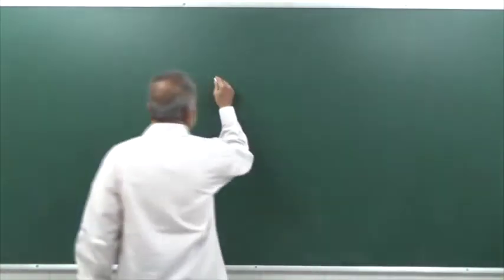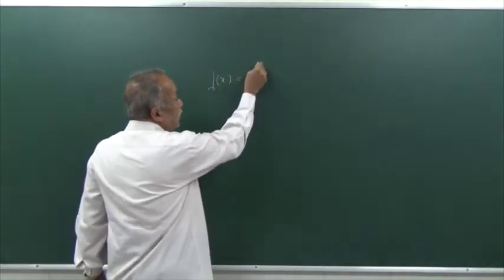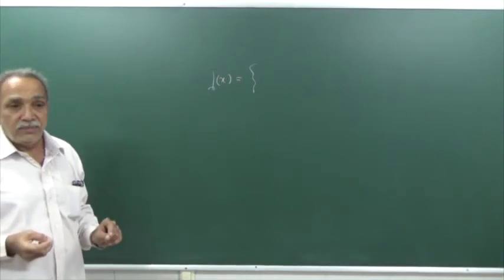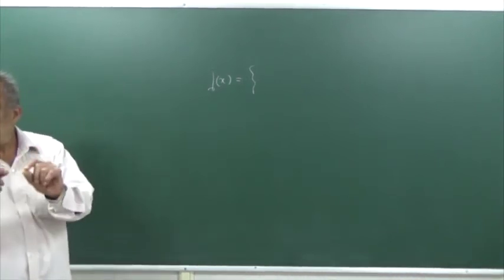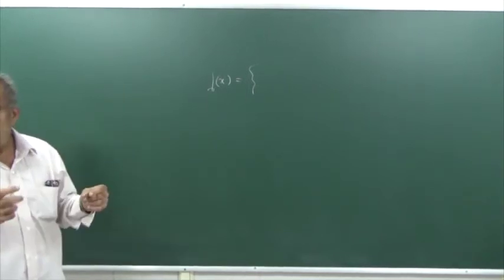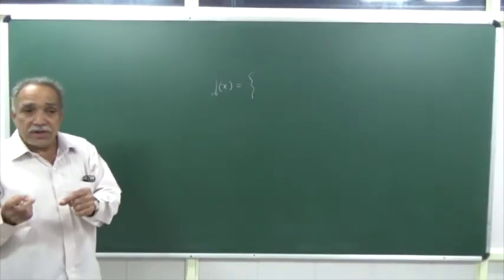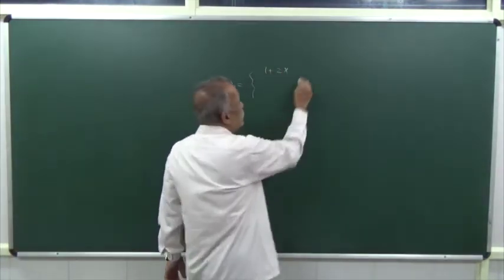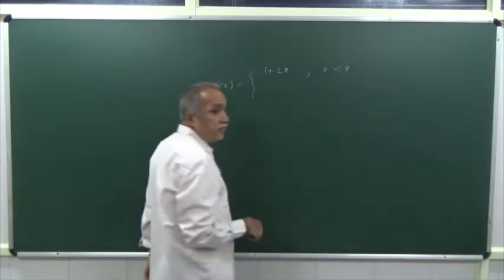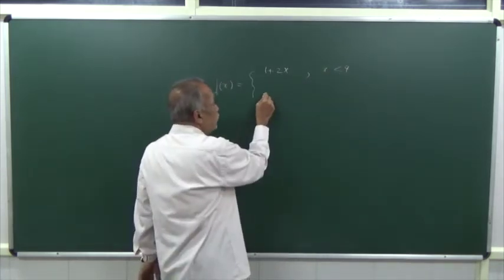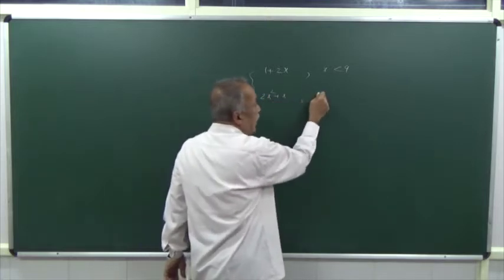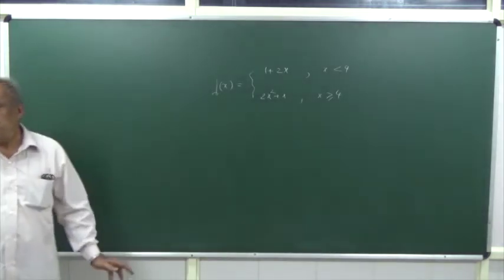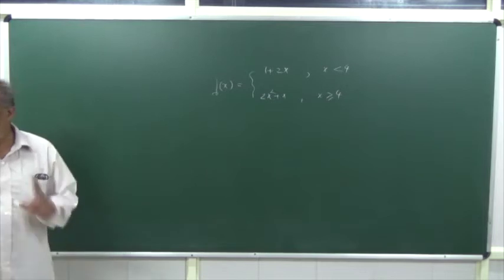Suppose a function is defined. Now it is not defined by a single formula. I will be using multiple formulae. One formula applies for one part of the domain, and the other formula will be applying for the remaining part of the domain. Say for example 1 plus 2x. This will apply for x less than 4. And another formula I use will be 2x square plus x, and I will make this applicable for x greater than or equal to 4. Simple. I am just avoiding the use of a single formula.